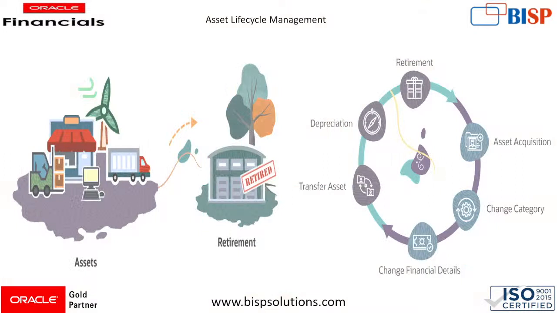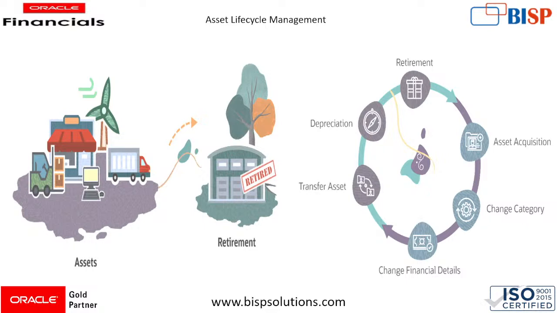So for asset lifecycle management, you can see asset acquisition is the first step we do. Then we change the category, so we provide the category there. On the basis of the category, the depreciation method or depreciation convention are attached to that particular asset category. And the location we provide there.